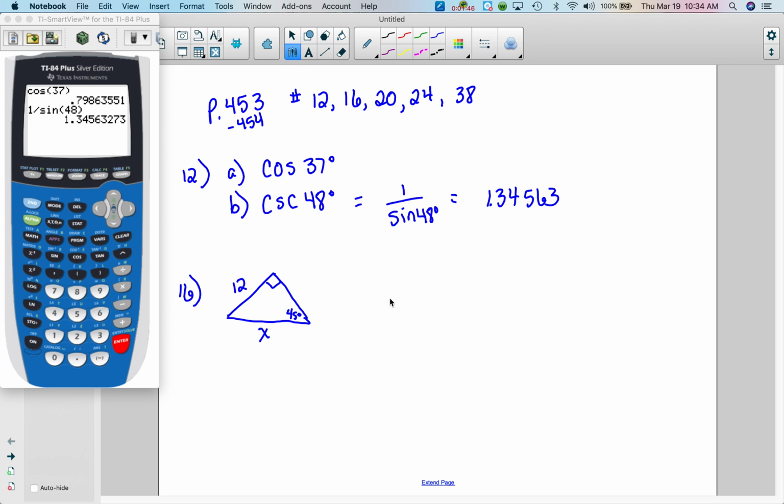That flips it over. Number 16, on this one, notice that this is a 45, 45, 90 triangle. Remember the relationships of the sides: 1, 1, square root of 2. So if this side is 12, that means this side is 12, and that means this side is 12 root 2. No trig needed. If you were going to use a trig function, you would have, let's say, sine of 45 degrees equals 12 over x.